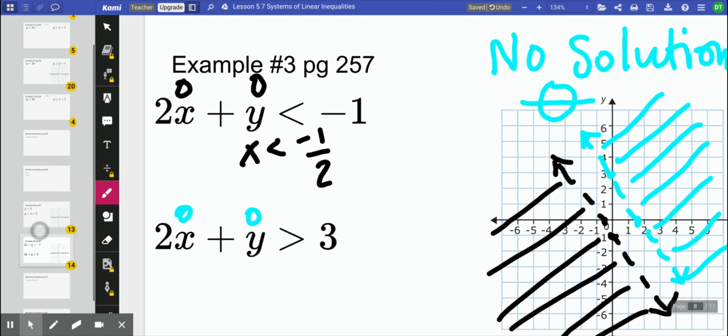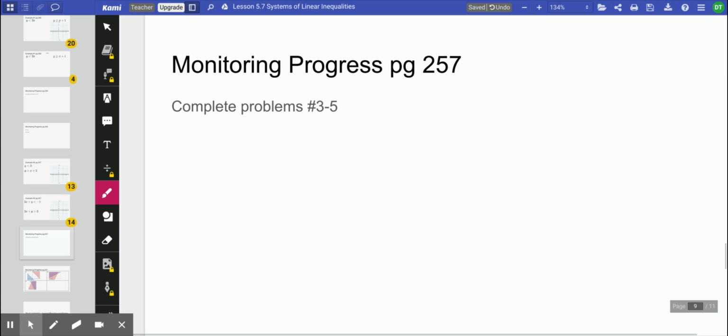All right, so once again, let's look at the monitoring progress problems on the bottom of page 257. Stop this video and take a moment to do numbers 3, 4, and 5.